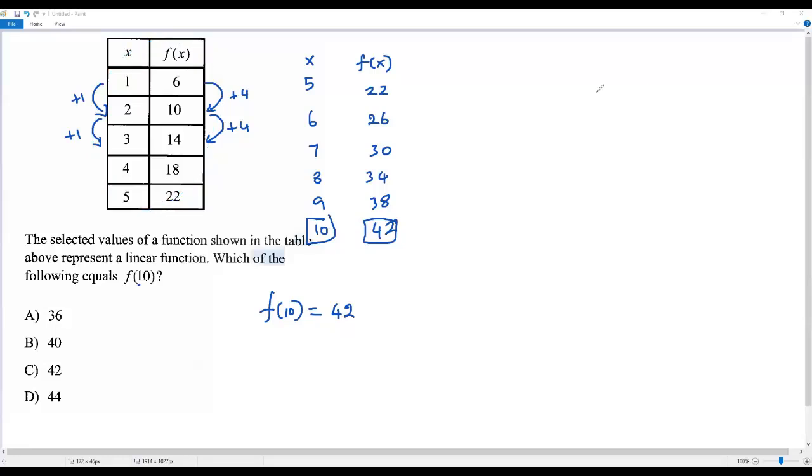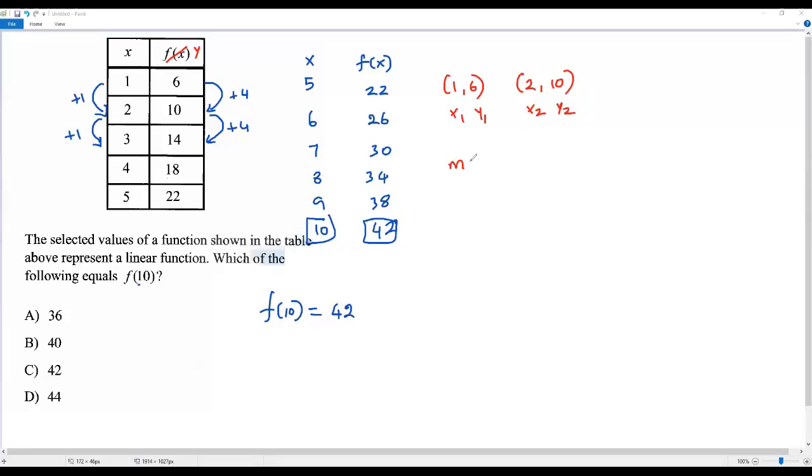Okay, let's see how it is. For that, let's consider y instead of f of x in the table. Then it becomes a point, that is for x we have 1 and for y we have 6. So 1 comma 6 is one of the points we have for the linear function. And we can consider another point, 2 comma 10. We can consider 1 comma 6 as x1 y1 and 2 comma 10 as x2 y2. Using these 2 points, we can find the slope of the linear function.